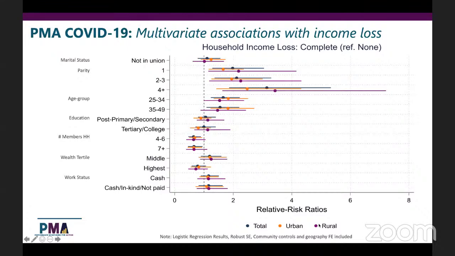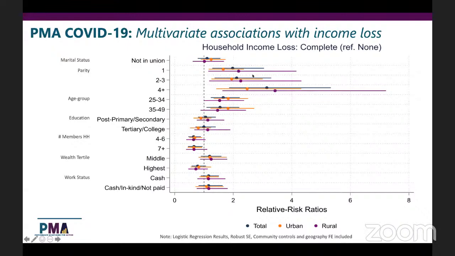So when we're looking at household income loss, some of the things that I might have expected to have an effect, such as wealth tertile, don't really. I'm sorry, the relative risk of one is this dotted line right here. You want your confidence intervals to not cross it, otherwise it's no difference in relative risk. So things like wealth tertile don't make much of a difference. Education doesn't make much either. This is the woman's education herself, but if there's educational sorting, you might think that would show a difference. But what does make a big difference is if the woman has children.